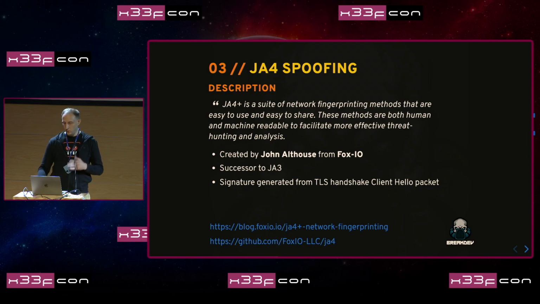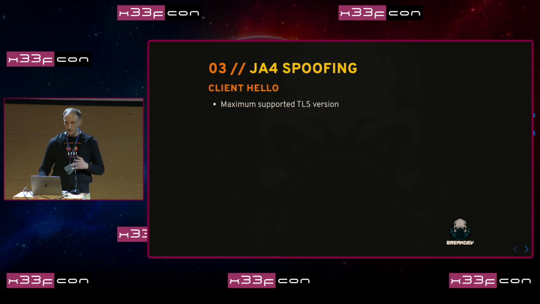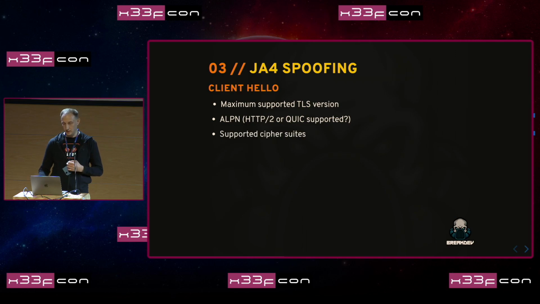So the client hello packet gives the server information: what TLS version it supports, and what the ALPN is. For example, if the client initiating the TLS connection supports HTTP 1.1, does it also support HTTP 2 or even QUIC? That is also embedded in this client hello packet.